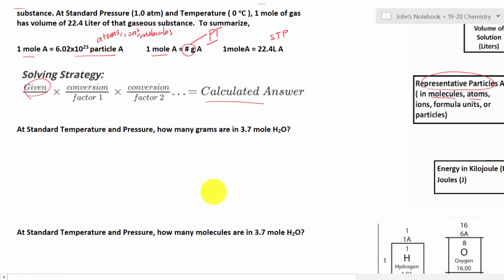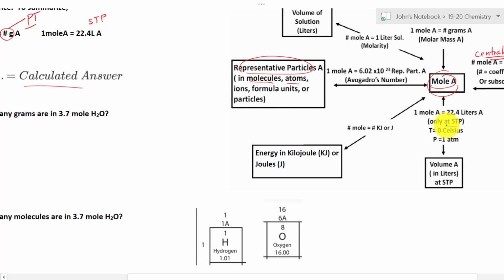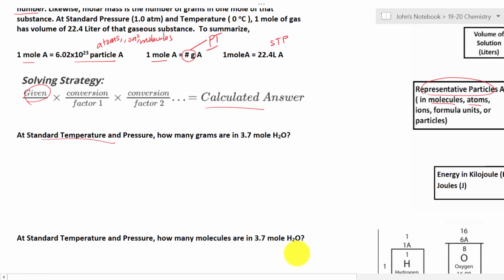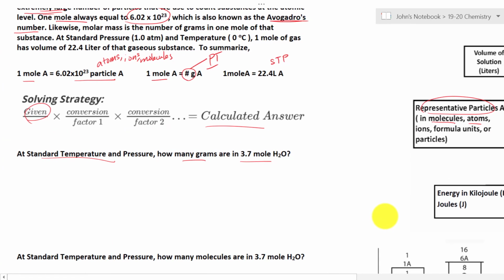Now let's solve the problem. At standard temperature and pressure, why is that important? Because when you are doing your experiment at STP, you can now use that conversion factor. But does that mean we are going to use it? Well, it depends on the question. How many grams are in 3.7 moles of water? Well, we're looking for grams, which is mass. We don't really need STP.